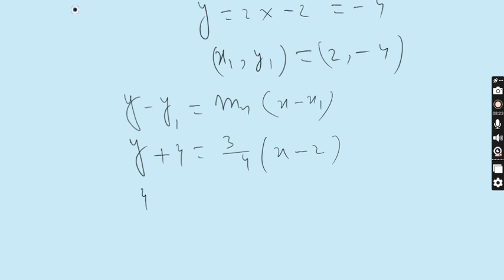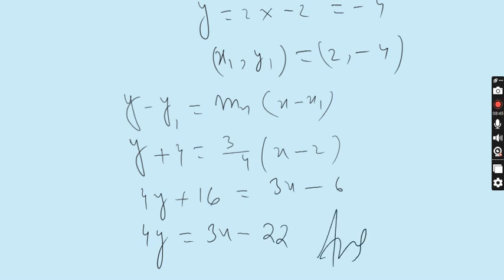So 4 into y, 4y plus 16 equals 3x minus 6, or you may write 4y is equal to 3x. The 16 should be shifted over there, and negative 16 and negative 6 is negative 22. This is our final answer. This is the equation of normal.